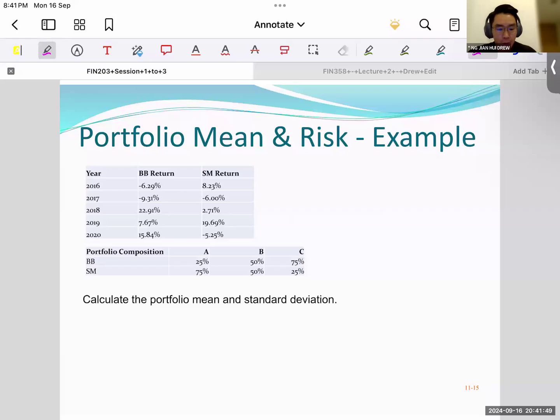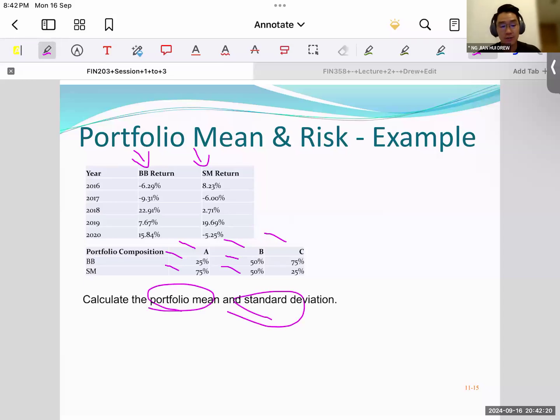Now, let's say we are given two stocks, right? BB and SM. So two kinds of stocks. They give you the return already, which is in percentages. Now we have three portfolios, portfolio A, B, and C. Portfolio A has 25% of BB, 75% of SM. Portfolio B has 50% of BB, 50% of SM. So there are three different portfolios, right? So the question is, can you calculate the portfolio mean and standard deviation?